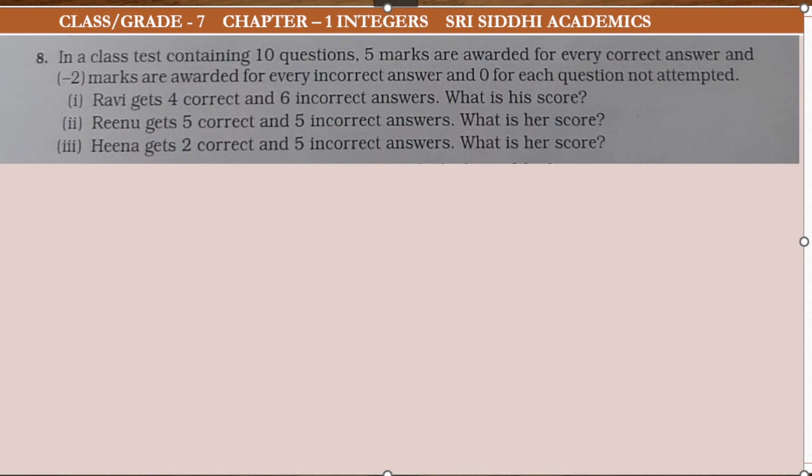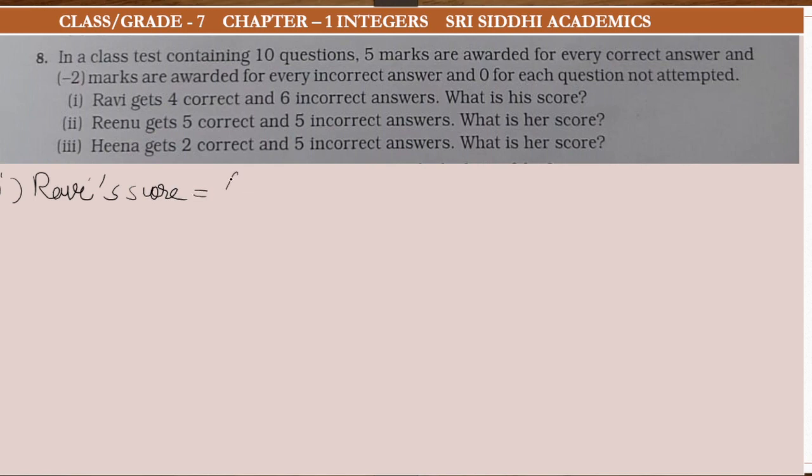So here one says Ravi gets 4 correct and 6 incorrect answers. What is his score? All right, so let's check out how much Ravi will score. So Ravi's score depends on how many correct and incorrect answers he has given.